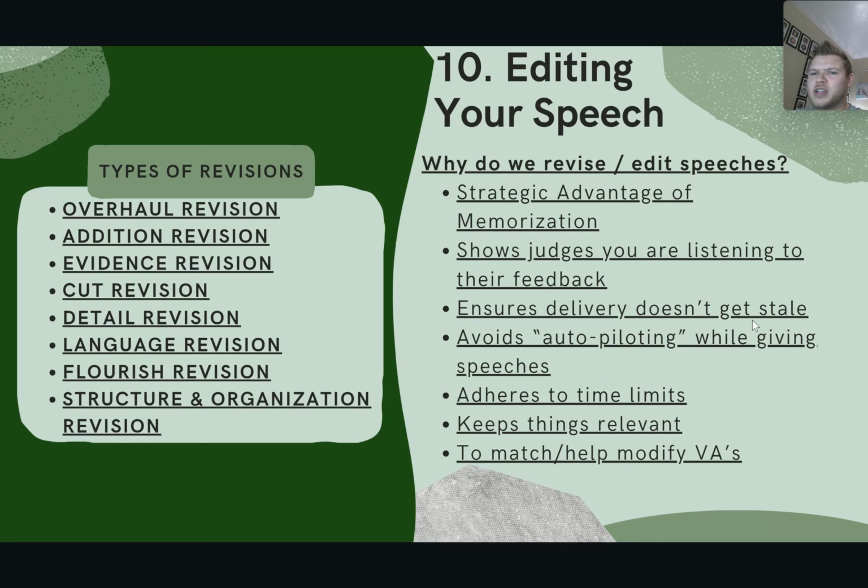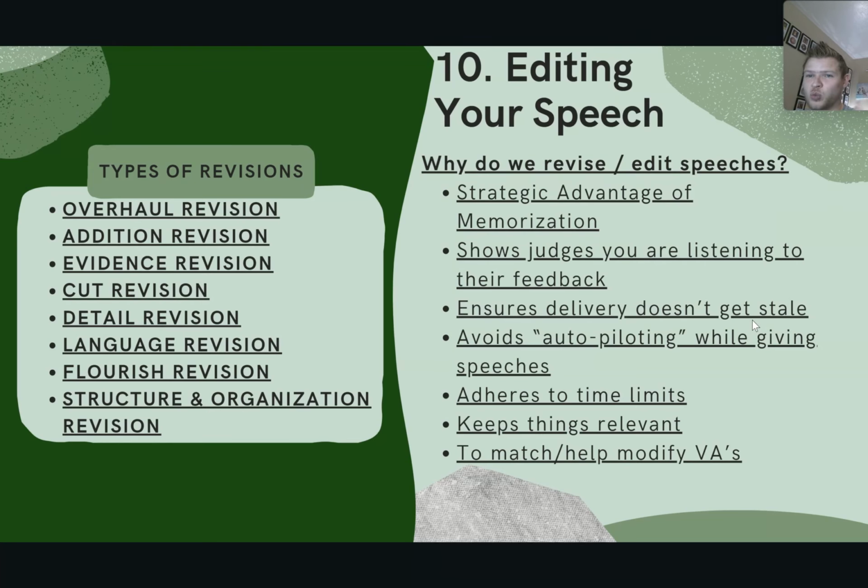It also helps you make sure that your delivery doesn't get stale. If you are saying the exact same 10-minute combination of words every single weekend, you're going to start watching TV in your brain or thinking about what you're going to eat for dinner instead of actually living in the moment with your performance, so it will get stale. So changing it up in the words changes it up in the delivery. It also helps us avoid autopiloting, like I was saying, when you watch TV in your head instead of actually focusing on your audience. And make sure that we are adhering to the time limit.